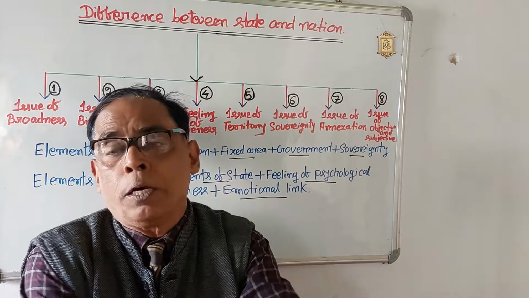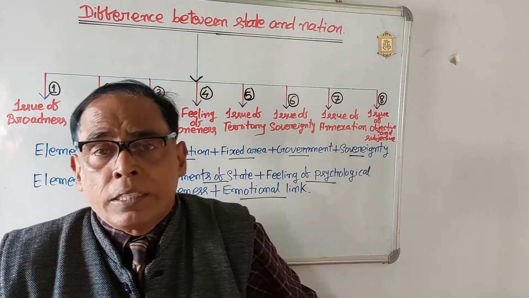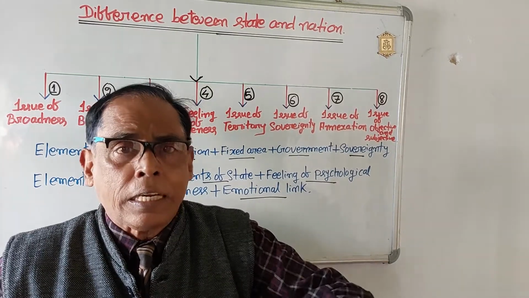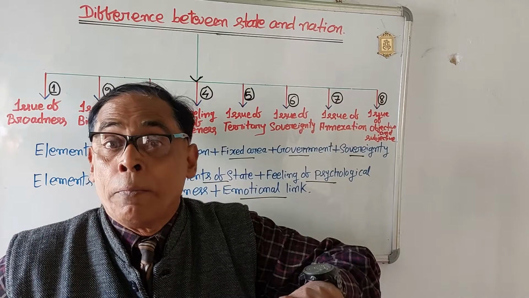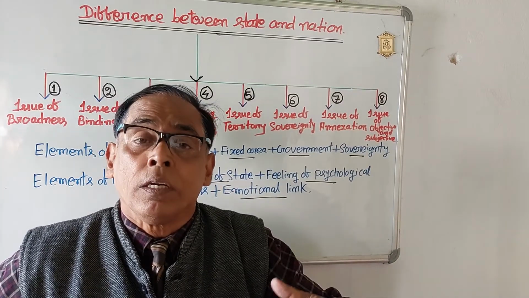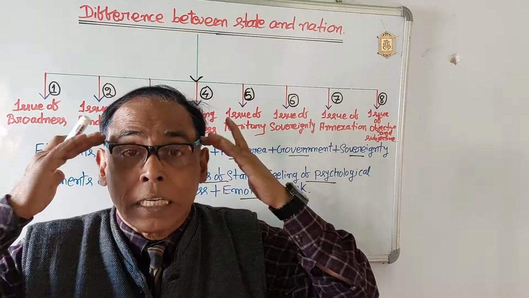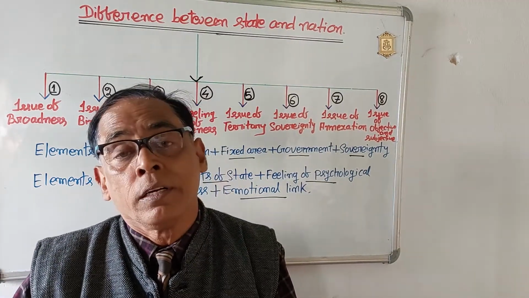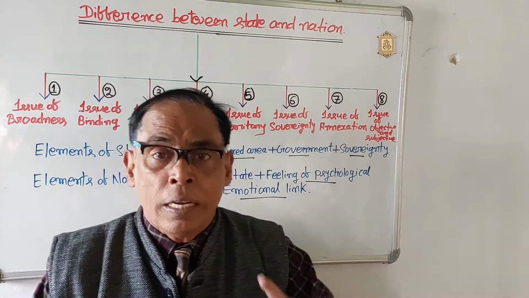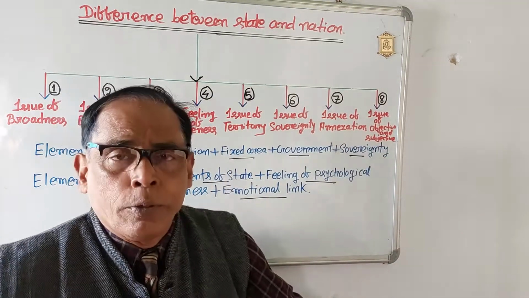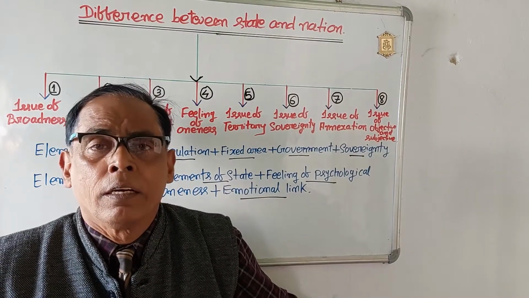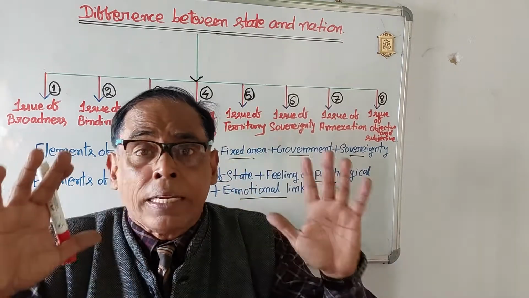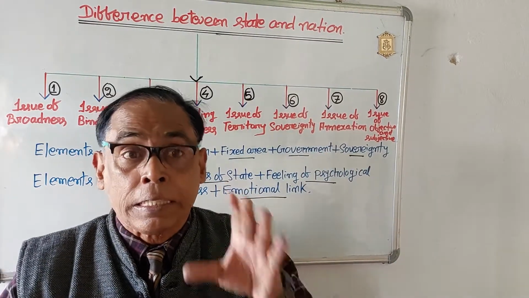So, to make it more clear, another difference between state and nation is that a state can be conquered, a state can be annexed, a state can be taken under control. But a nation cannot be conquered because it is the emotional attachment of people. It cannot be conquered, it cannot be annexed. And the eighth difference between nation and state is that nation is subjective. We cannot mark it. But a state is objective.